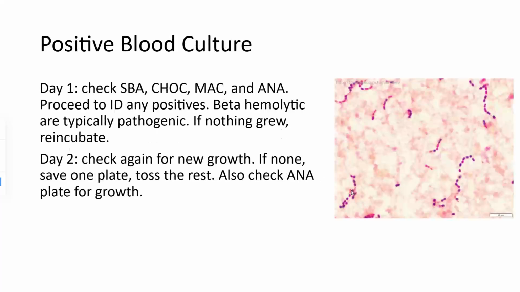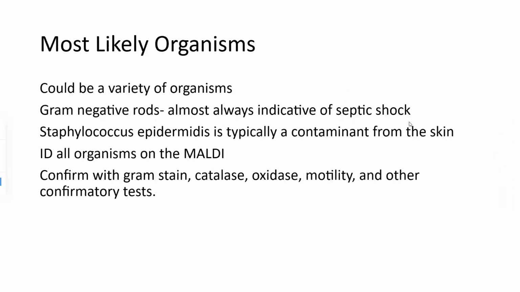And then this is just a picture showing a blood culture in the gram stains and some gram-positive cocci in chains here. Most likely organisms could be a variety of organisms. Gram-negative rods are almost always indicative of septic shock. Staph epidermidis is typically a contaminant from the skin.